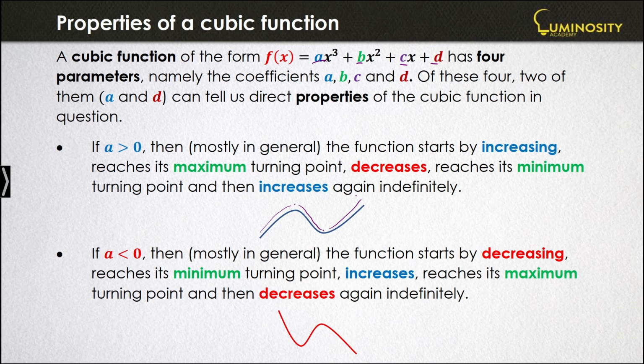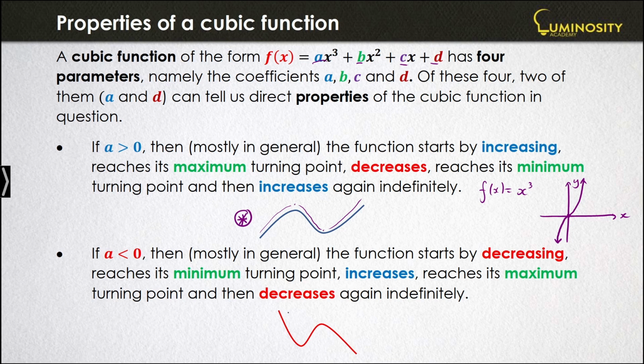Why I say mostly in general is because if we consider just the normal function f of x equals x cubed, that is a polynomial function, a cubic function, right? a is 1, b, c, and d are 0, so it's still cubic. The general form of x cubed looks something like this. It increases, reaches 0, 0, and then just increases again. So it just continually increases. That's why I say mostly in general will it have this shape when you have more parameters involved. The same thing holds true when a is negative, less than 0.